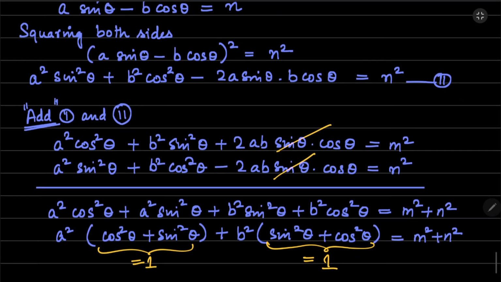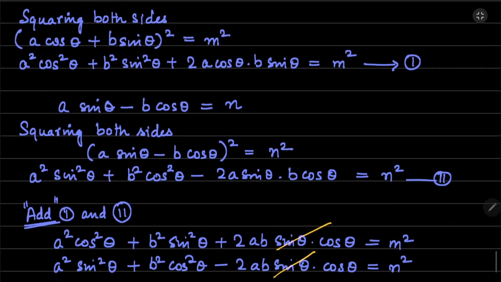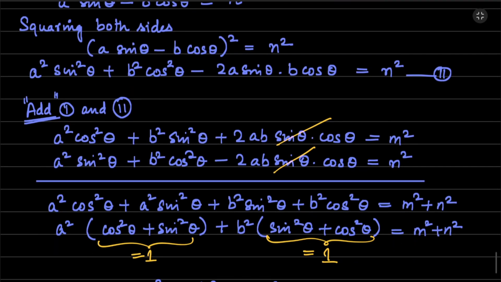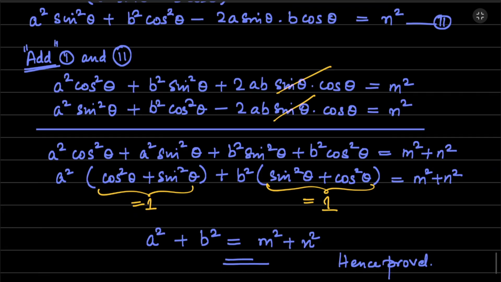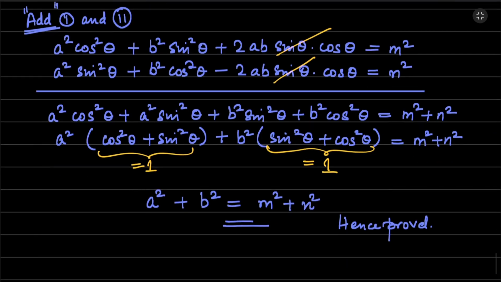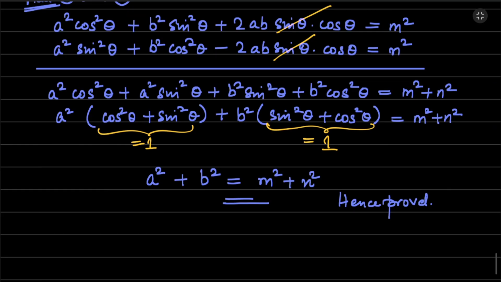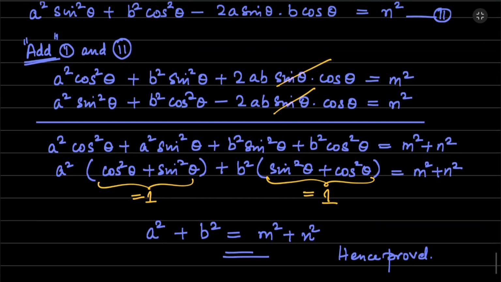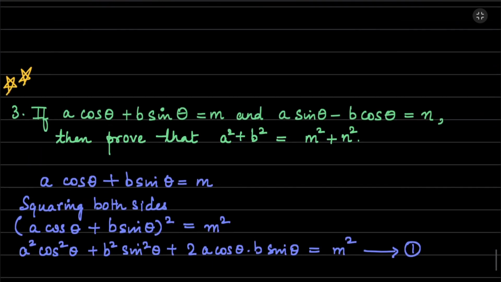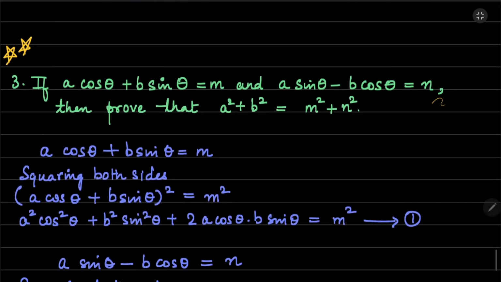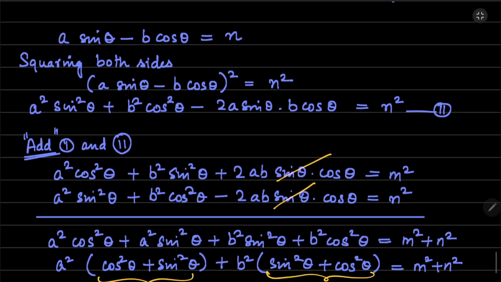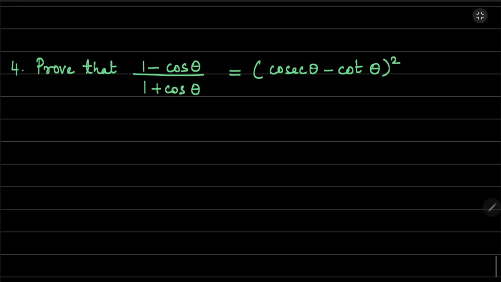Right? Whatever was given, we just squared it and we added them. And we applied the identity sin square theta plus cos square theta is equal to 1. That's all we did. And we were able to get a square plus b square equal to m square plus n square. Right? Okay, again a very, very good question, probably for 2 or 3 marks. Definitely do practice it. Let's move on to the next question.